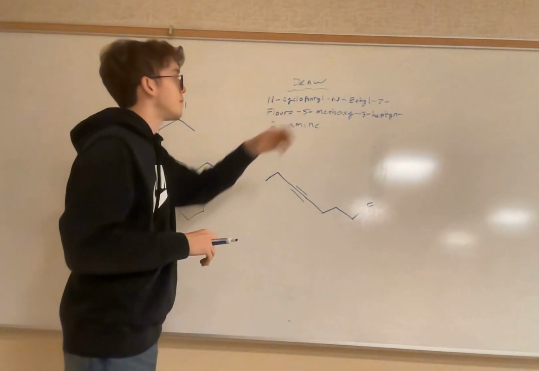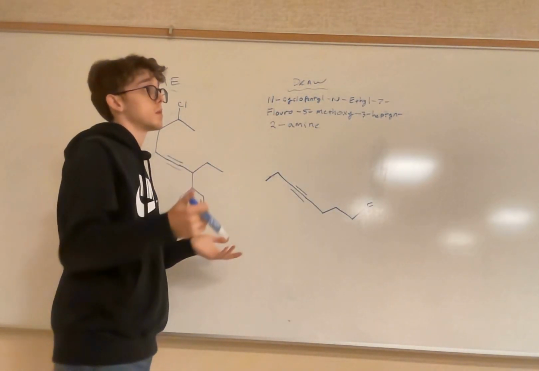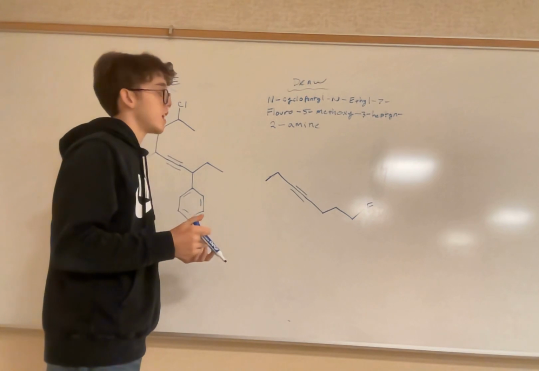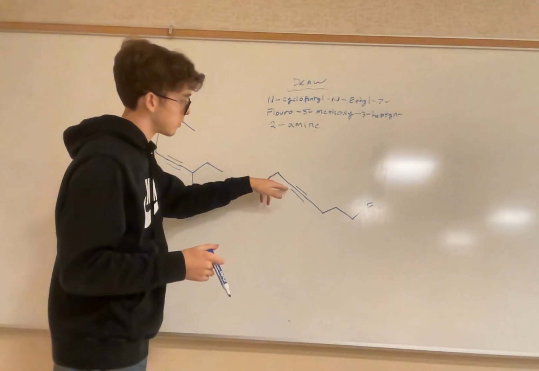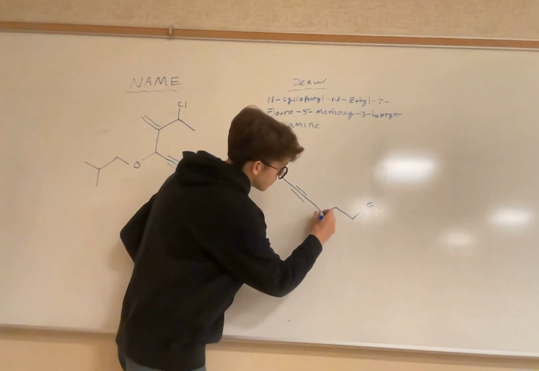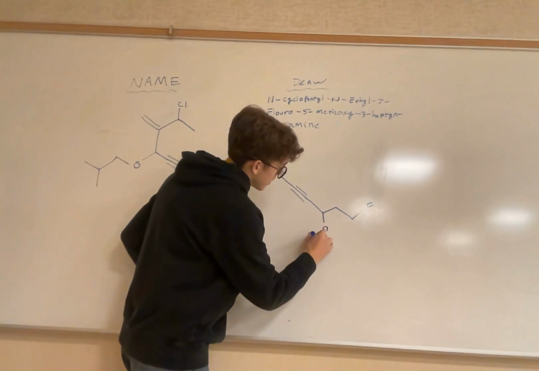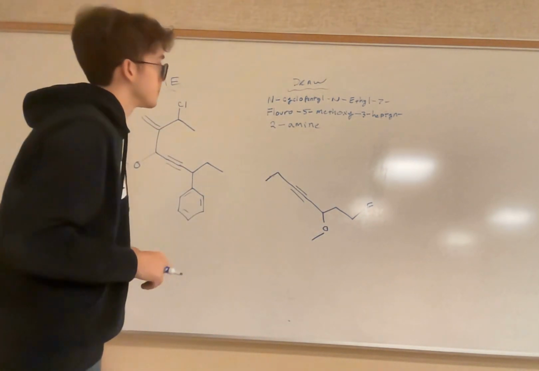Okay, and then at position 5, we have a methoxy. Hopefully you remember what a methoxy is, an oxygen. So 1, 2, 3, 4, 5. So we draw that first, that oxygen. We just kind of draw an ether in there.